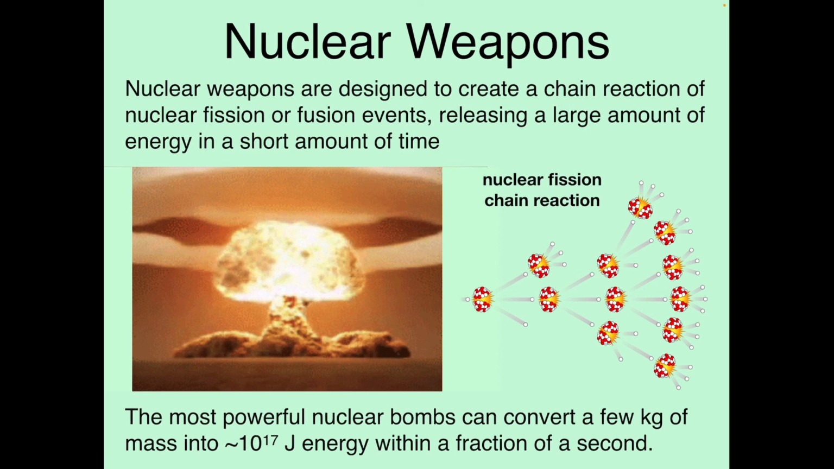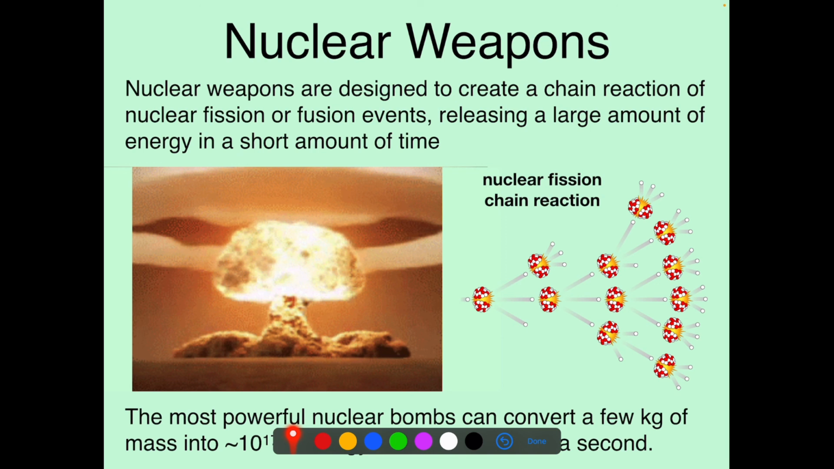Now, the dark side of this is nuclear weapons. So nuclear weapons are designed to create a chain reaction of nuclear fission events, or nuclear fusion events in some cases. And that releases a large amount of energy in a very short amount of time. So it's not releasing that energy in a slow and controlled manner. It's just releasing that energy all at once. So to create a chain reaction, let's take a look at the diagram here to see what's happening during a chain reaction of nuclear fission events.